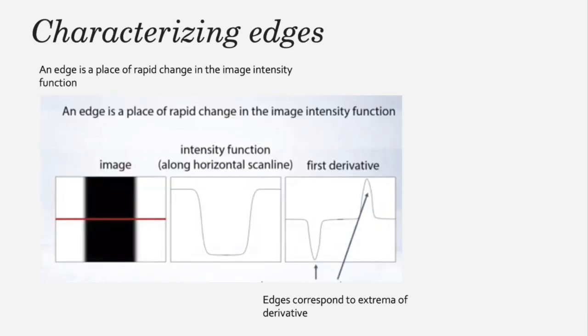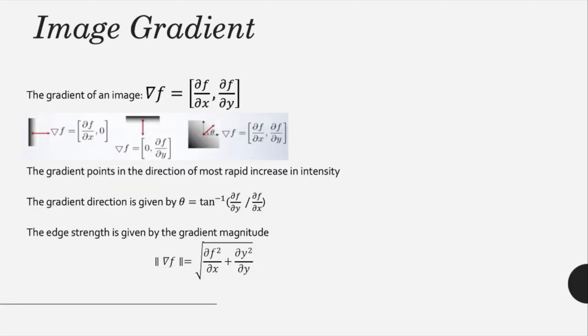We can see edges as points of rapid change in image intensity. Such points can be identified by considering the first derivative of the image intensity. Edges correspond to local extrema of the derivative. On the slide, I'll give a one-dimensional example from one row in an image. Since an image is a two-dimensional function, we need to calculate the image gradient as a vector of partial derivatives of the image intensity function. The edge strength is given by the gradient magnitude.